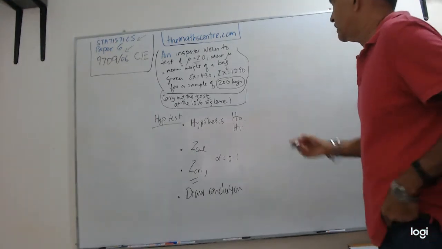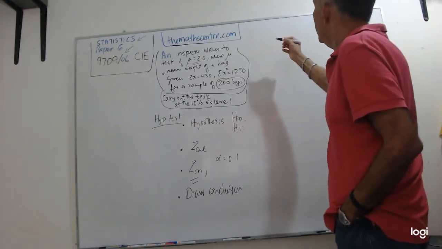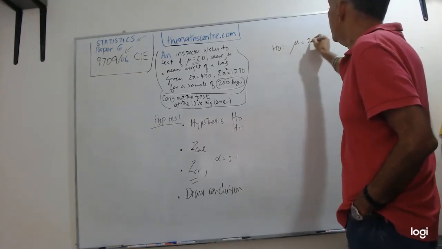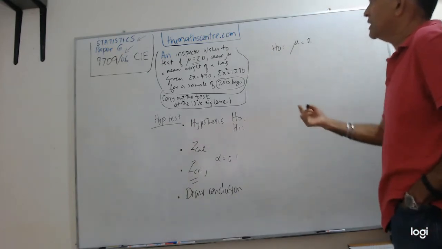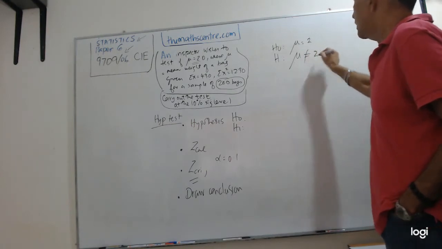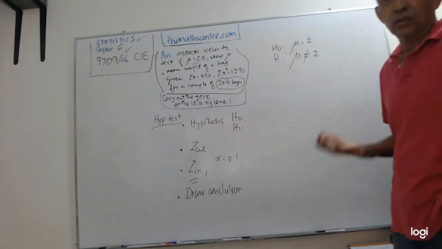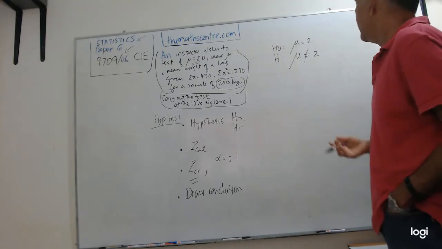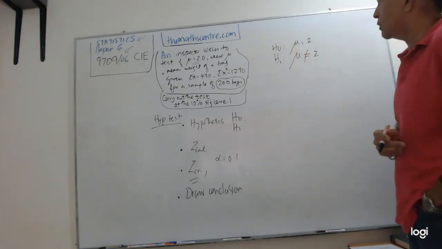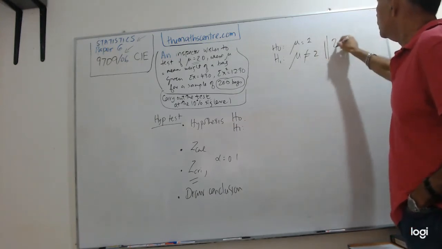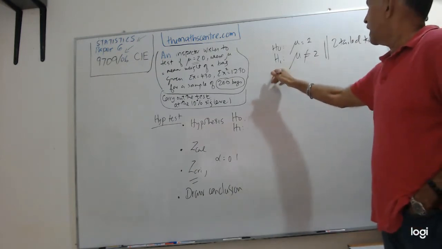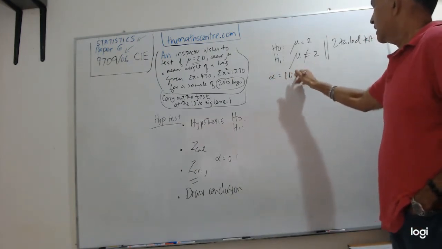So let's start here. H naught: mu equals 2. He wants to test whether mu is 2.0, therefore H1 must be mu not equal to 2. He's testing whether it is 2, so it can be some other number. So H0 is mu equals 2, H1 is mu not equal to 2. So we know we are dealing with a two-tailed test, and we know here alpha is 10%.